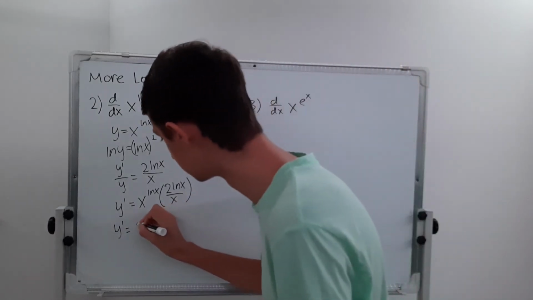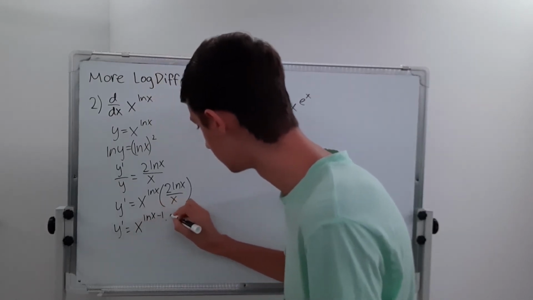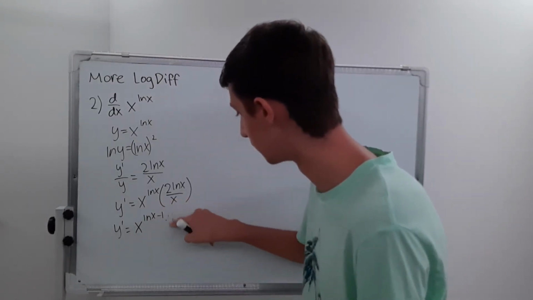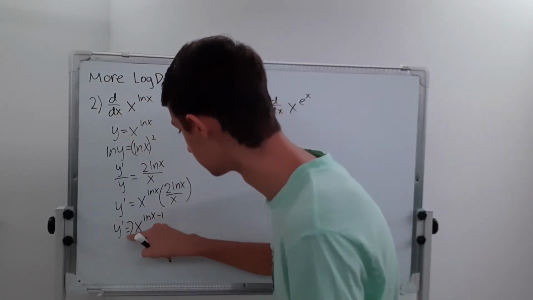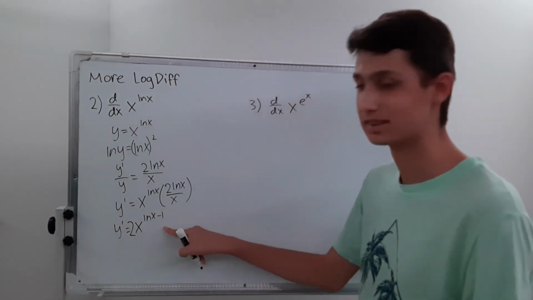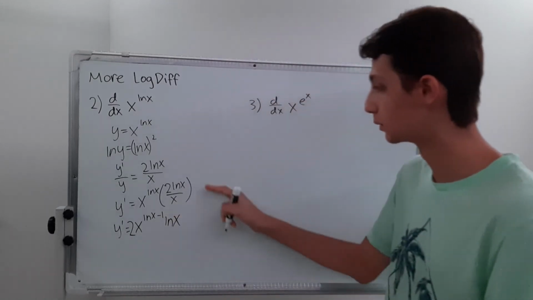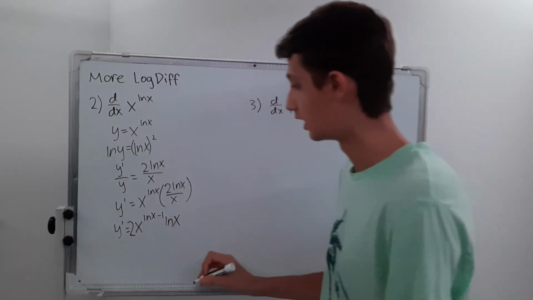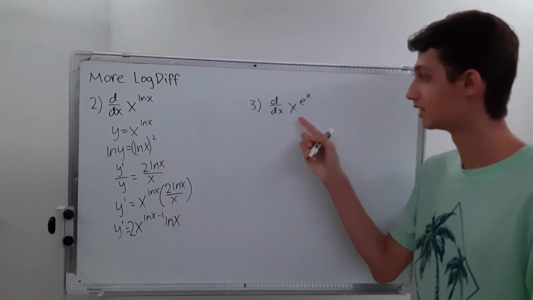So I can give an alternate answer here, because this is x to the negative 1, really. So you can say this is x to the (ln x minus 1) times 2, and you can move the 2 out front as well, so it's 2 x to the (ln x minus 1) times ln x. Alright, so these are both acceptable answers. And so now we're going to move on to example 3, x to the e to the x.